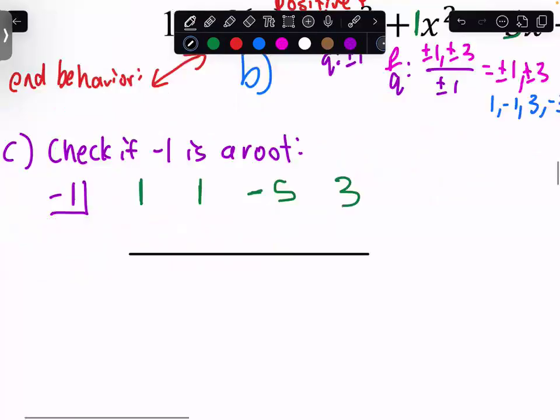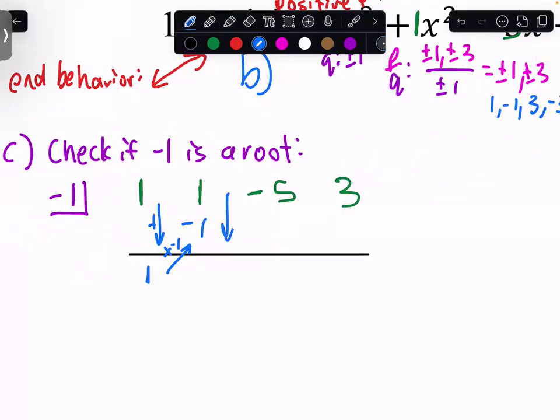Okay, so again, you add downward. 1 plus nothing is 1, and you multiply diagonally. 1 times -1 is -1. Why do you use synthetic division? Because that's how we can check if this is a root or not, if the remainder is 0 or not. Okay, so unfortunately, my first guess is not a root because it has a remainder.